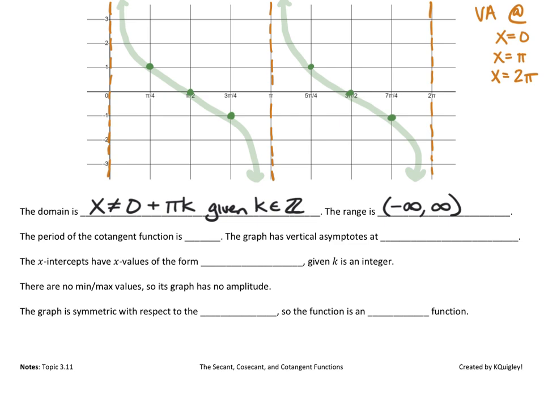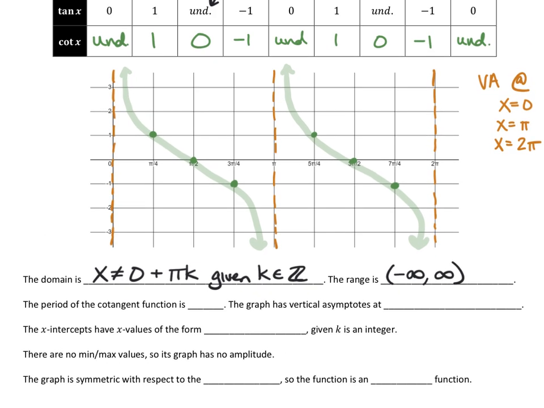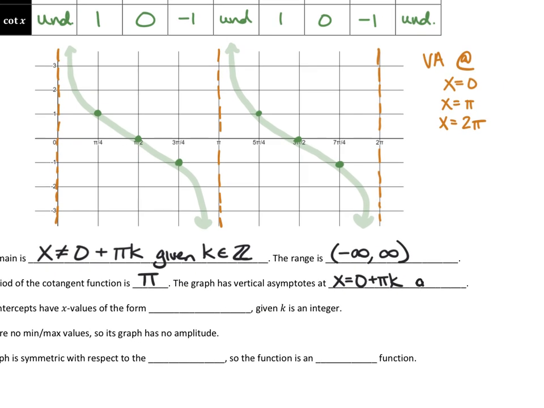The period of the cotangent function, ooh, interesting. Let's think about how long it takes for this shape to repeat. It only takes this distance on the graph to repeat, which means that the period of the cotangent is just pi, which makes sense because the period of tangent is pi, so the period of cotangent is pi. The graph will have these vertical asymptotes at every place there's a discontinuity in the domain, which is at 0 plus pi times k, given k is an integer.